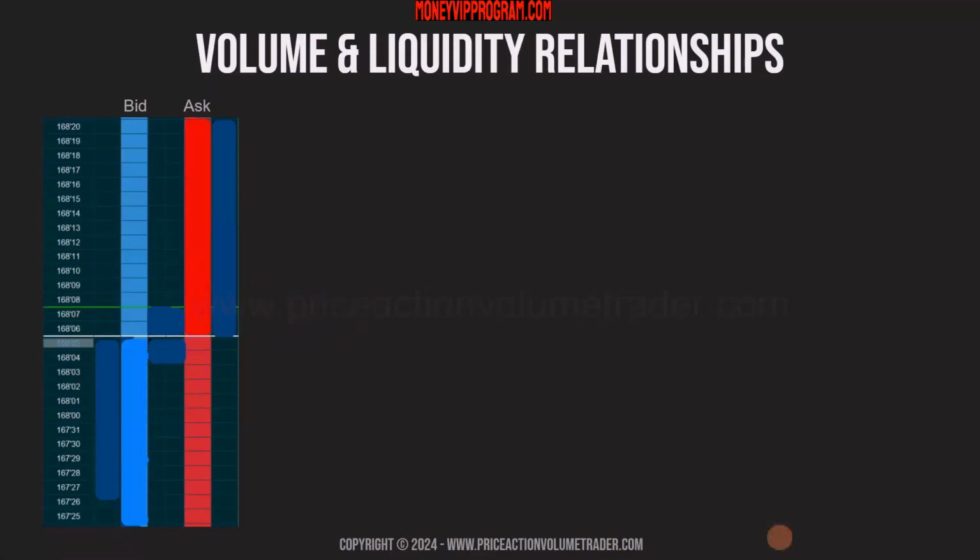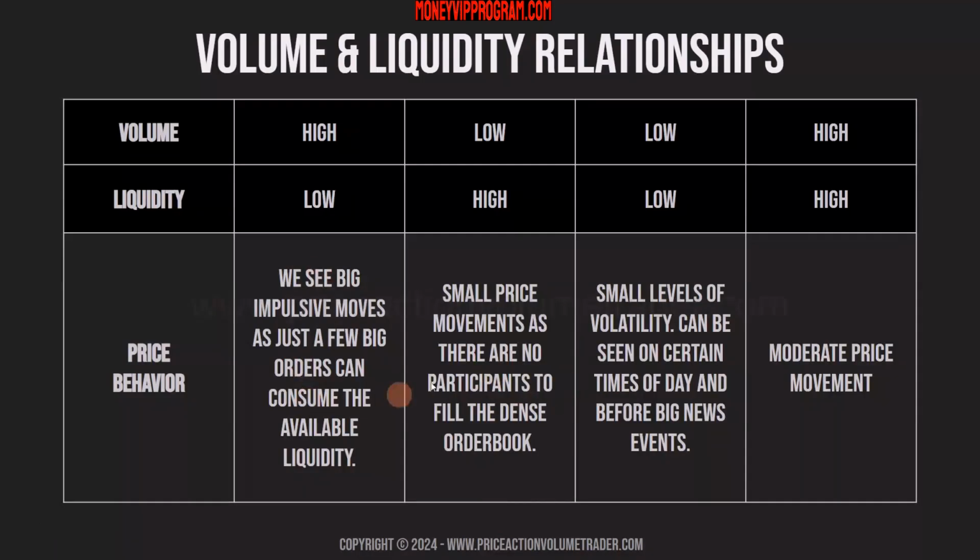Okay? So this is a little template that I have where we're going to be looking at 4 different scenarios and how this is going to reflect in price movements in the market. If you have a market with high volume and low liquidity, you're going to see big impulsive moves, as just a few big orders can consume all the available liquidity. This is a very common thing to see right before major news events.